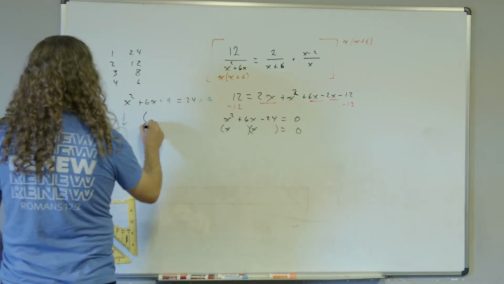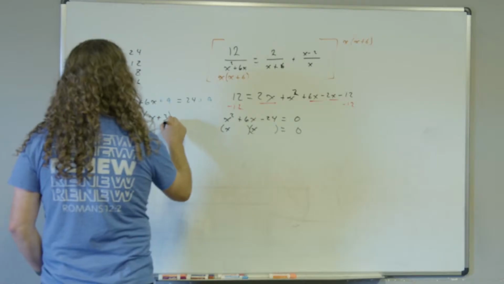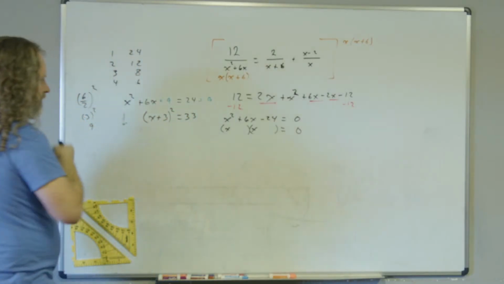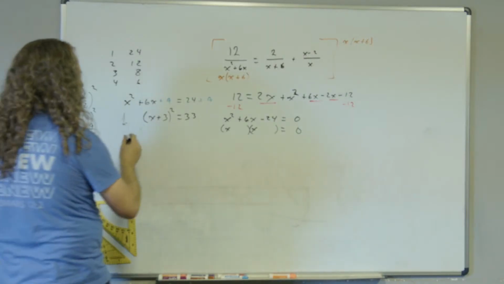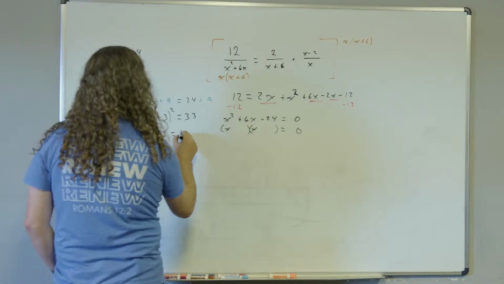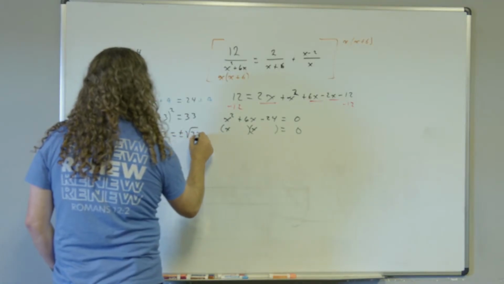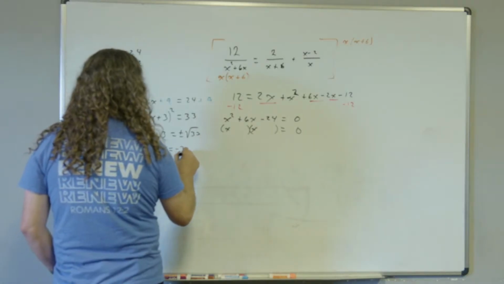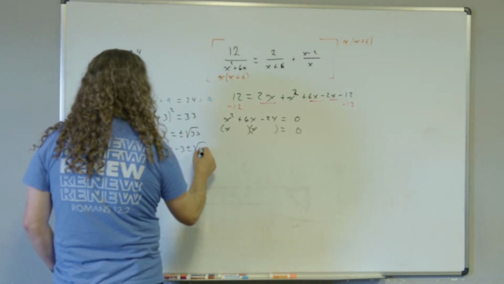X plus 3 squared equals 33. Square root both sides and end up with x plus 3 equals plus or minus the square root of 33. Subtract 3 from both sides and end up with x equals negative 3 plus or minus the square root of 33.